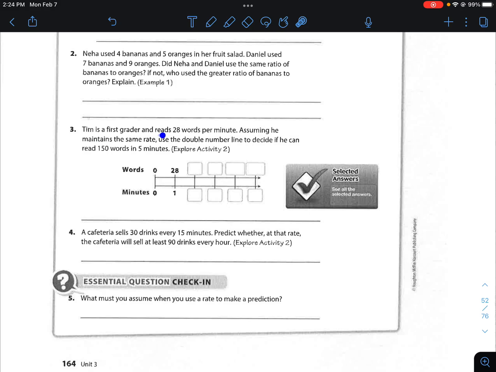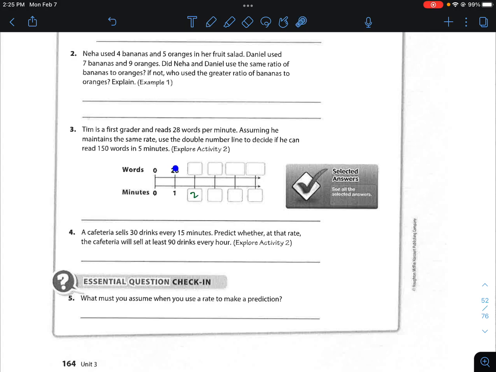Tim is a first grader and reads 28 words per minute. Assuming he maintains the same rate, use the double number line to decide if he can read 150 words in 5 minutes. A double number line is pretty much exactly like a table. So after 1 minute, he reads 28 words. What do I do? How about 2 minutes? How much would he be able to read?